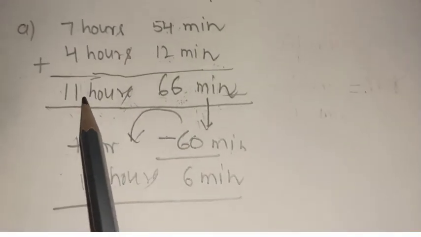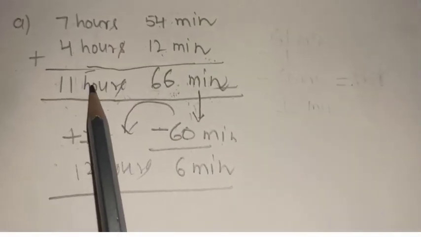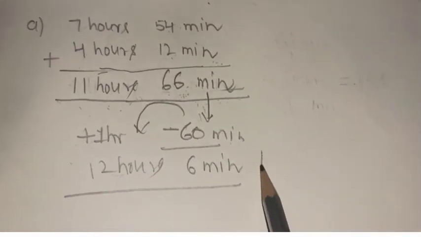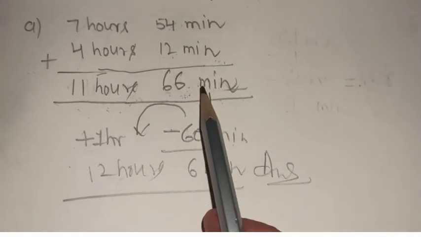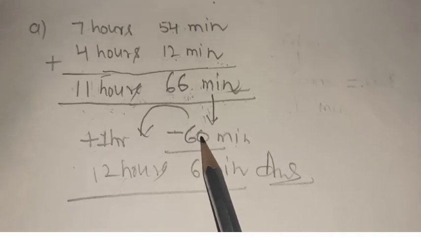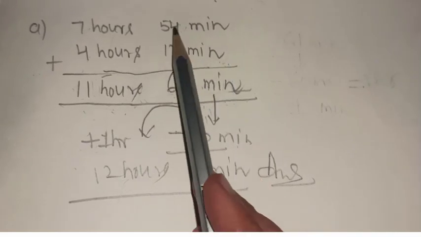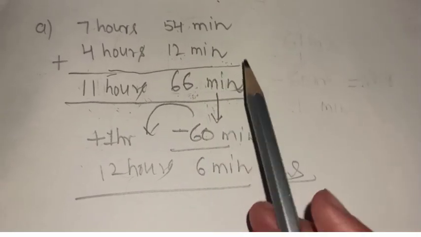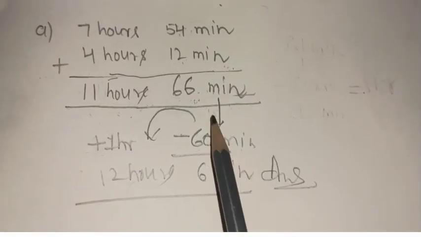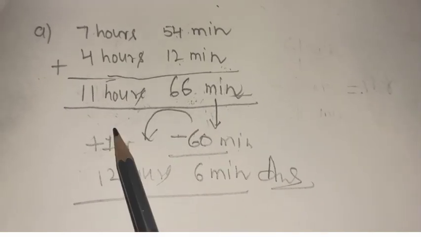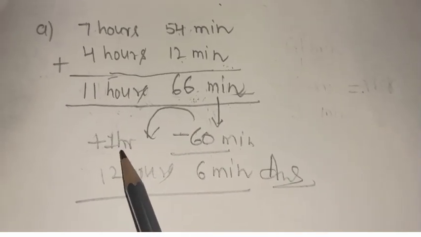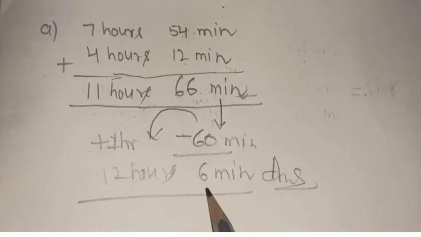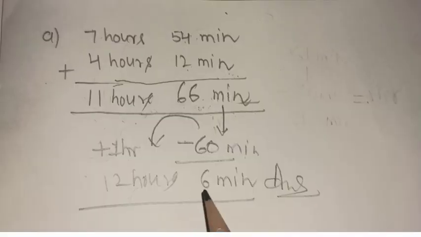Earlier we had found the result 11 hours 66 minutes, but that is not your final answer. This is your final answer. How have we done it? We have just subtracted 60. Why? Because this minute section contains only minutes. So if it is greater than 60, we will take out that 60 from these minutes and send it to that side in the form of an hour. So 1 hour will be added. That means 12 hours and 6 minutes will be your final answer.